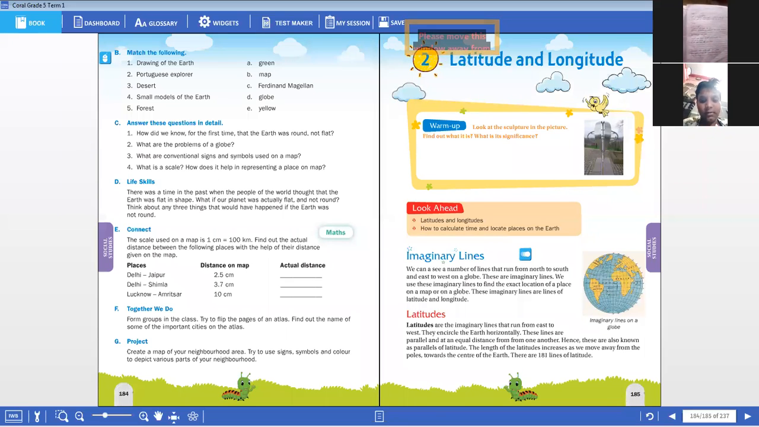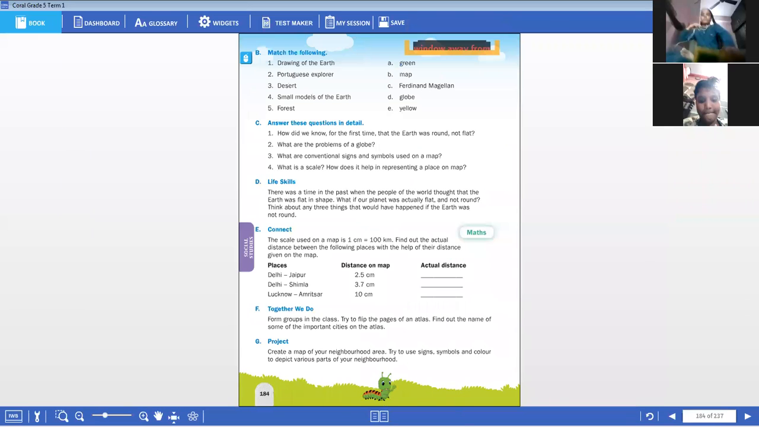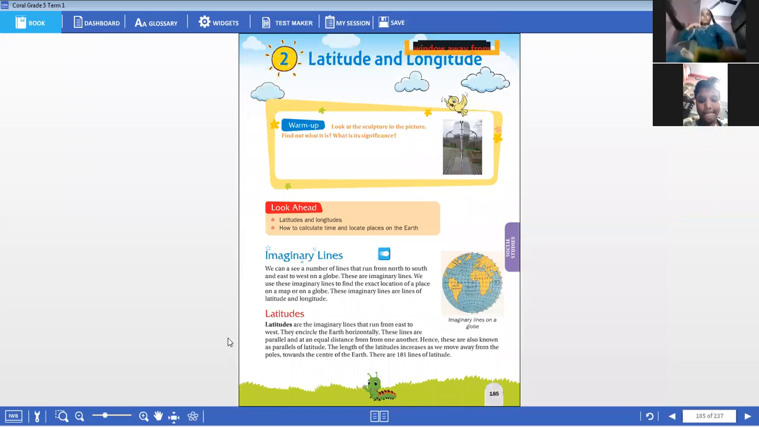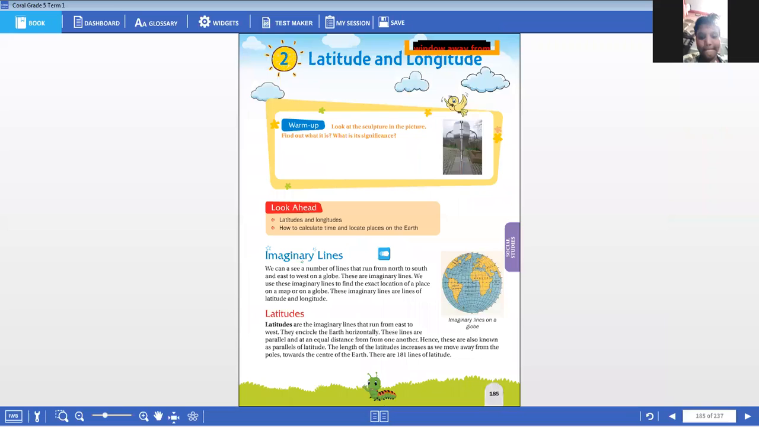Okay, let's begin the class, children. Yesterday we covered up to imaginary lines, children. Hitendra, even if you don't have books, you have last year's notes and you can write in that. Whatever homework I'm giving you, you can note it down in the notebooks you have with you.